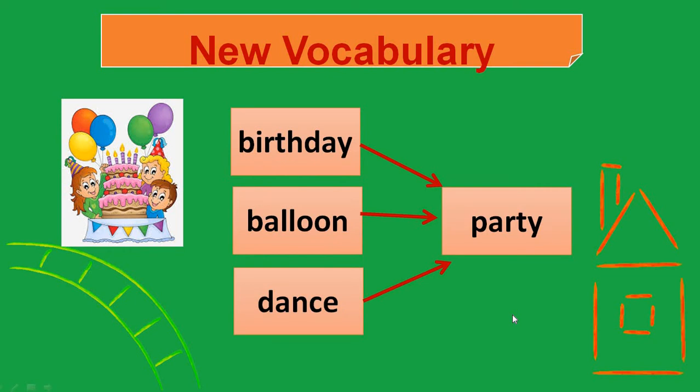So, what kind of parties can we have? Які ж вечірки ми можемо мати? Birthday party – вечірка з приводу дня народження. Balloon party – а це яка? Balloon party. Look at this picture. Balloons. Кулькова вечірка. Dance party. Танцювальна вечірка. Pyjamas party. Піжамна вечірка. There are a lot of kinds of parties. Є багато різновидів вечірок.